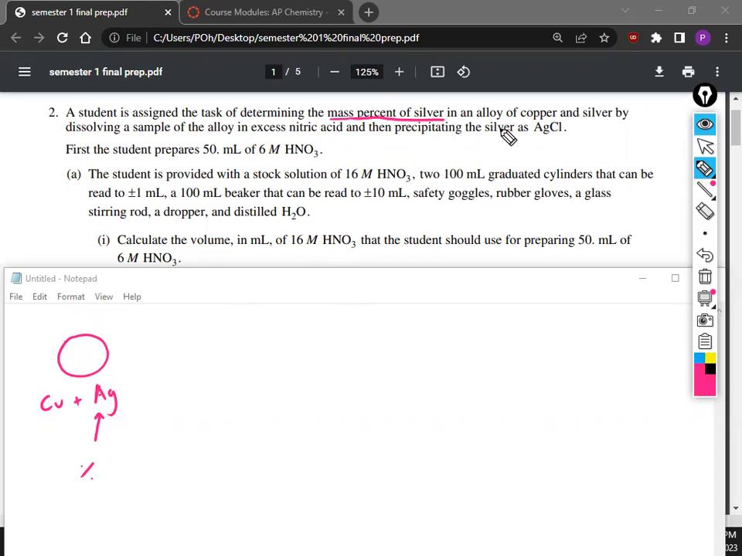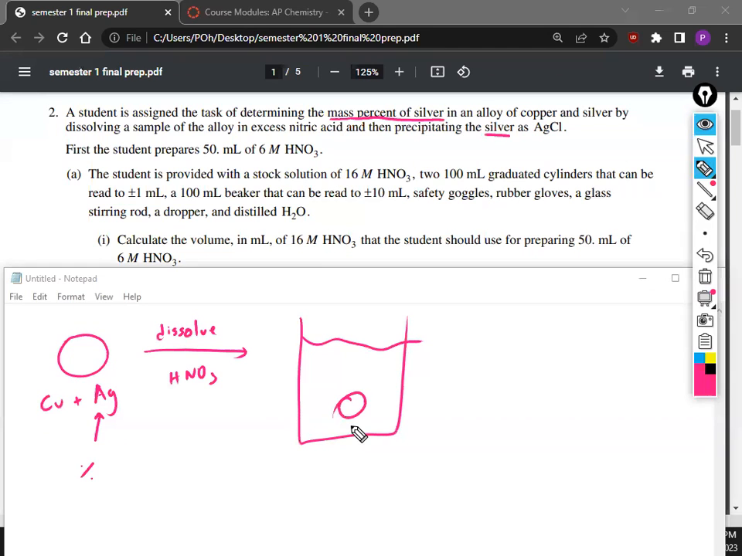Okay, and the way that the student is going to do it is the student is going to put it in nitric acid. So it's going to dissolve it in nitric acid. And then after that, they're just going to precipitate the silver as AgCl. So basically, they're going to put the metal, the alloy, in a beaker. It's going to dissolve into ions. And then after that, they're going to precipitate it as AgCl. And that's going to allow the student to find the mass percent of silver. That's kind of the general premise. They're basically telling you what's generally going to happen in the lab. Does that part make sense?